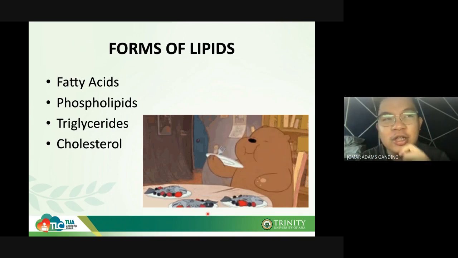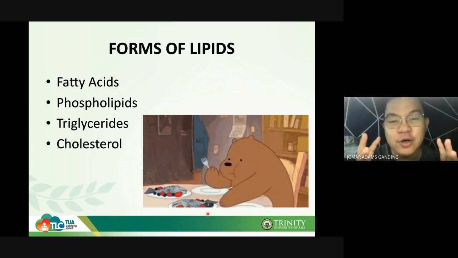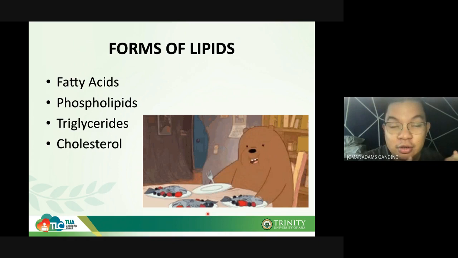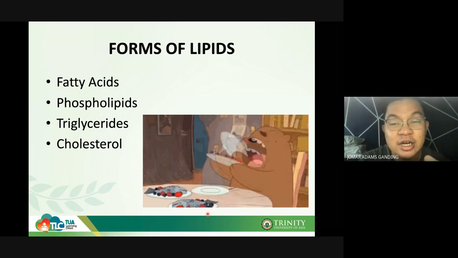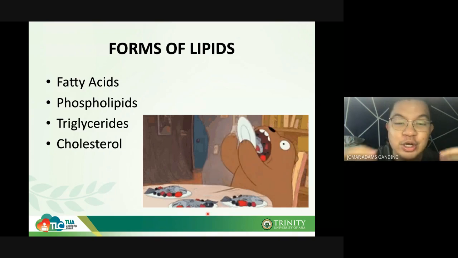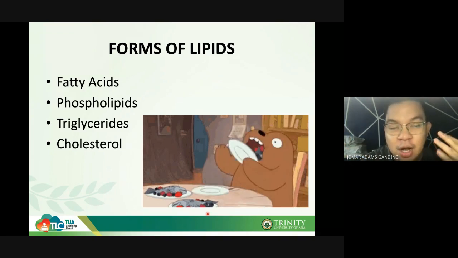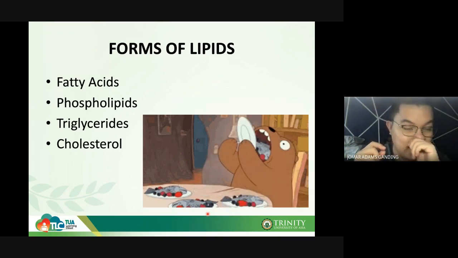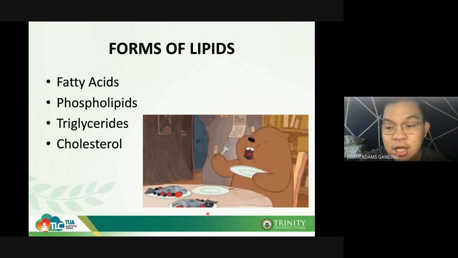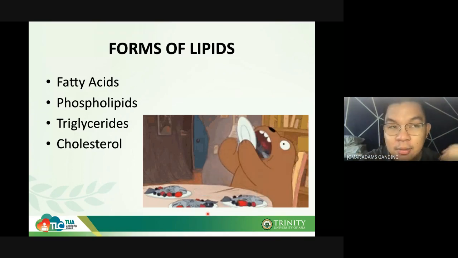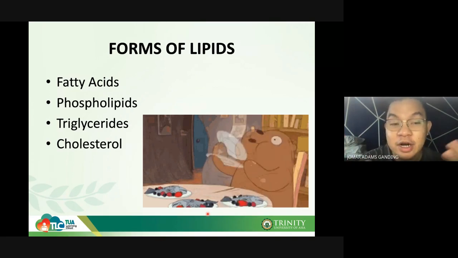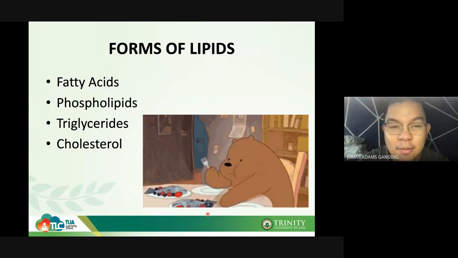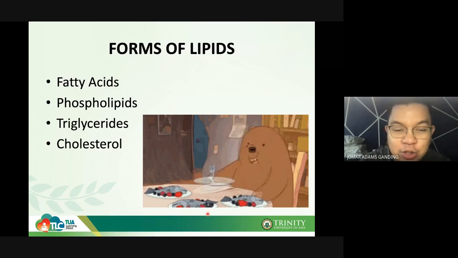What do we need to get from this discussion on the different forms of lipids? Number one is obviously what are the different forms of lipids. Second is their unique characteristics. What are the unique characteristics of each form of lipids? Because that's what makes them different from the others. And of course, aside from what makes them different, what are the different types, if there are different types, of these lipids that we're going to discuss?